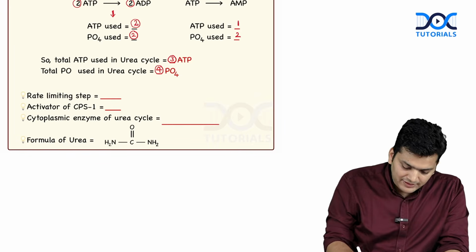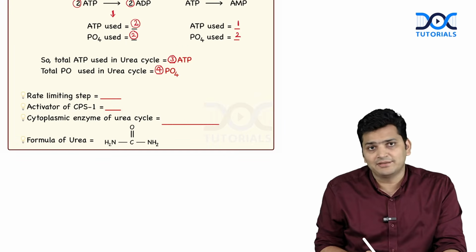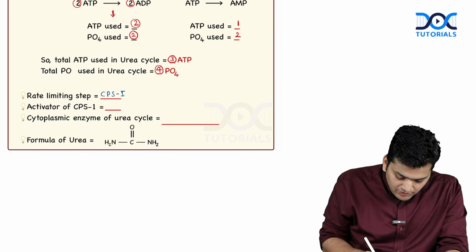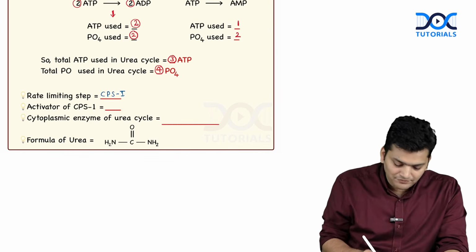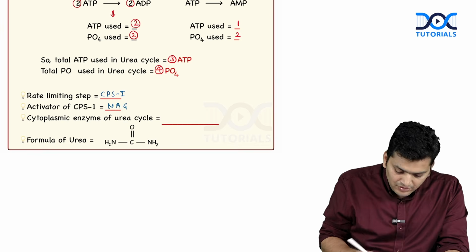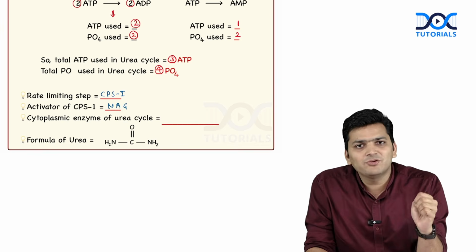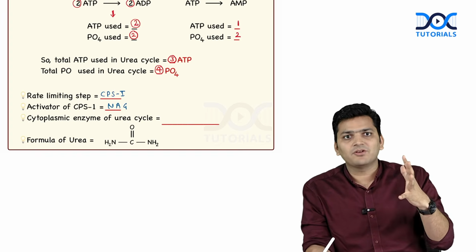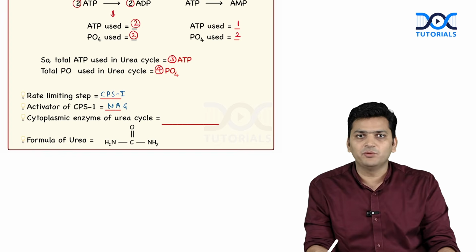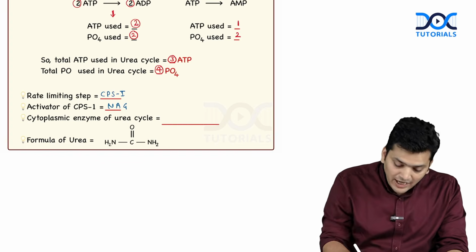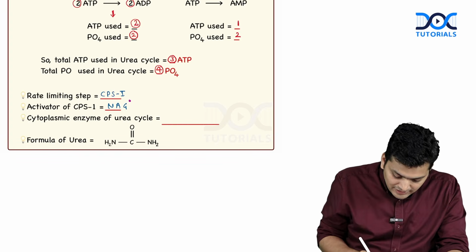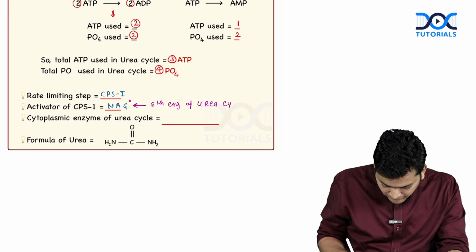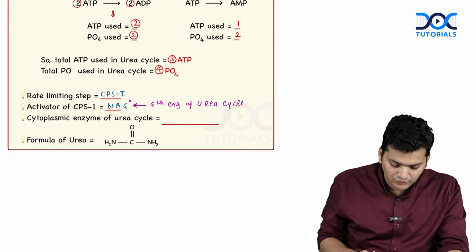What is the rate limiting enzyme? The rate limiting enzyme is the most lazy enzyme. Is it CPS1 or CPS2? CPS1. Who is the activator of CPS1? NAG. Okay, total how many reactions were there in the urea cycle? 5. Means there are 5 enzymes. Sometimes they ask a question, what is the 6th enzyme of the urea cycle? Actually, this NAG is considered as the sixth enzyme of the urea cycle.